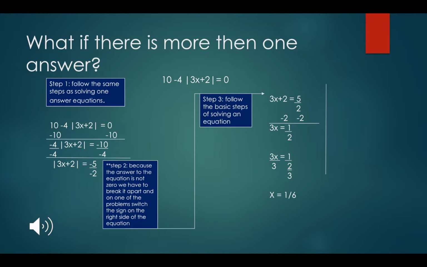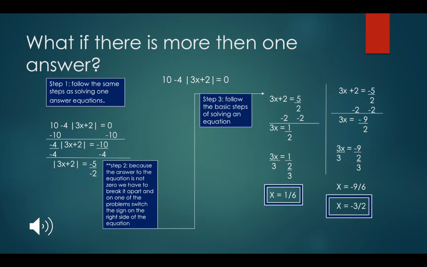On the other side of the equation, you have 3x plus 2 equals -5/2. You subtract 2, and you get 3x equals -9/2. Divide by the 3, and you get -9/6. Then reduce the fraction, and you get -3/2.